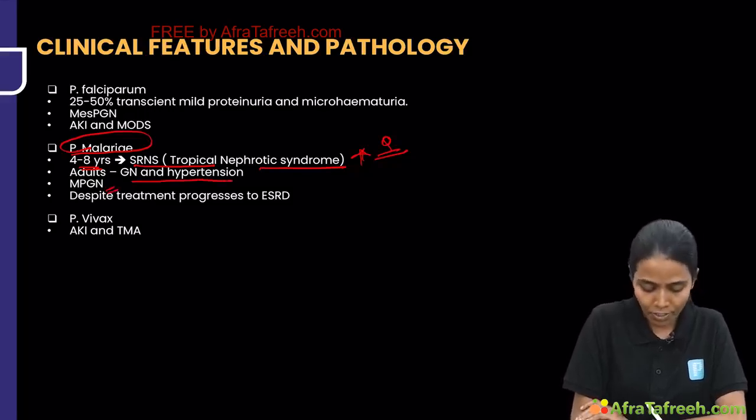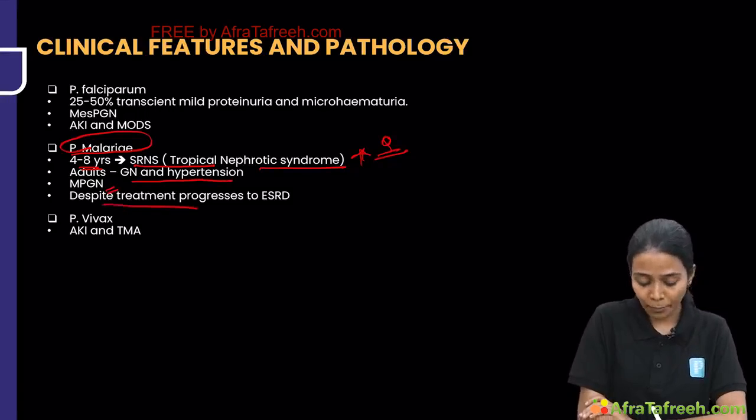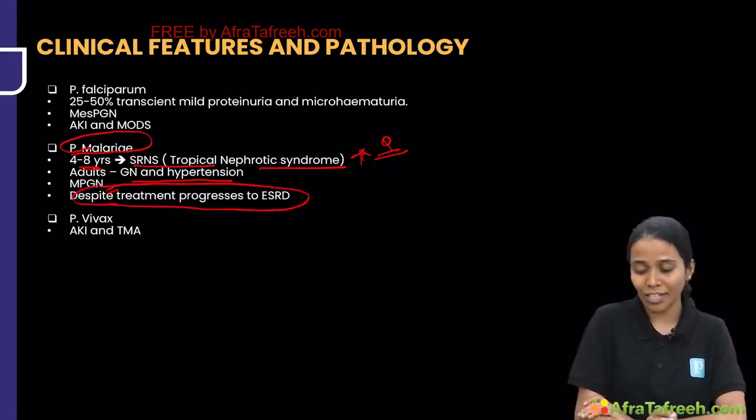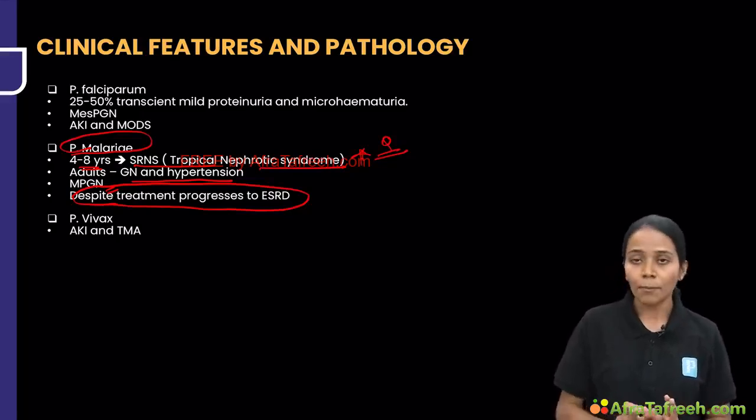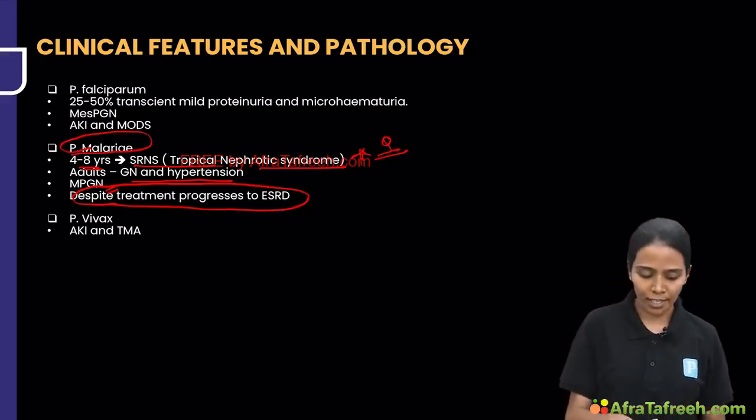Mostly it is MPGN, and despite treatment, it progresses to ESRD. So this is generally resistant to all treatments and it is going to progress to ESRD. Plasmodium vivax can cause AKI and TMA.